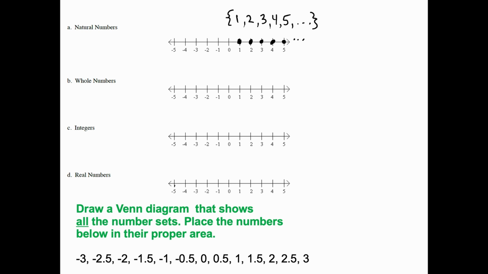Finally, I'll surround the natural numbers with some braces, and that represents the natural number set. So both the picture and listing the elements in roster form are two different ways of representing the natural numbers.